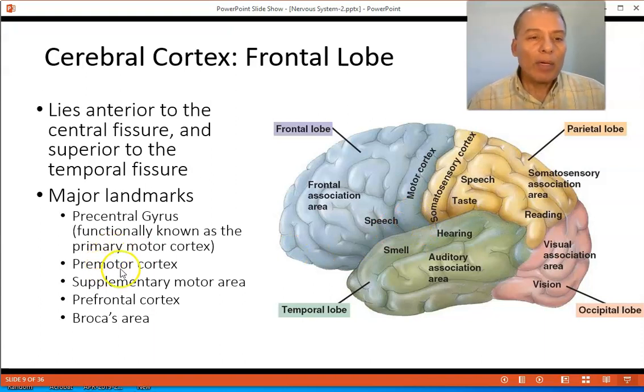Then we have the premotor cortex. So premotor, this is the motor cortex function. And the area in front of it is sometimes called area number 4. It is called the premotor area. So there's the motor area, and in front of it is the premotor area, right there.